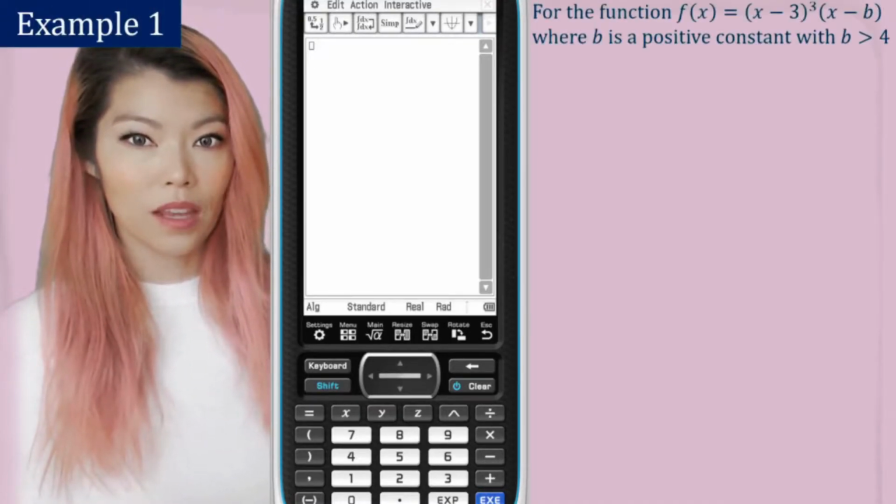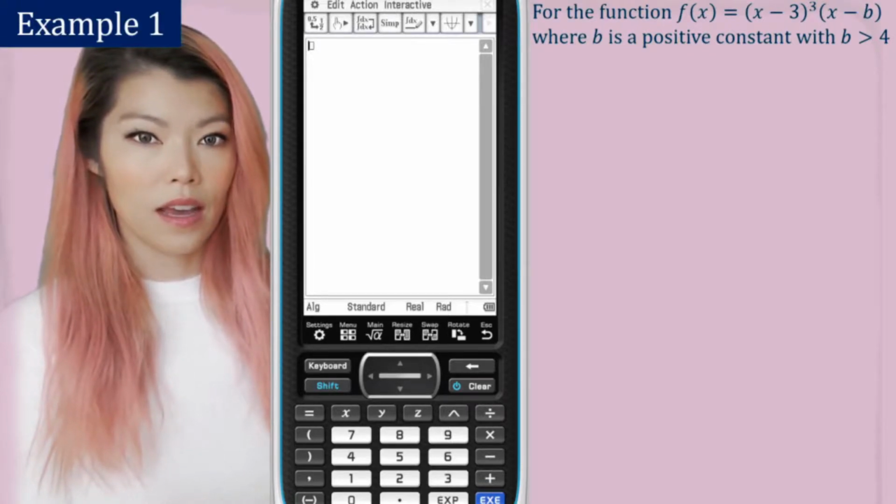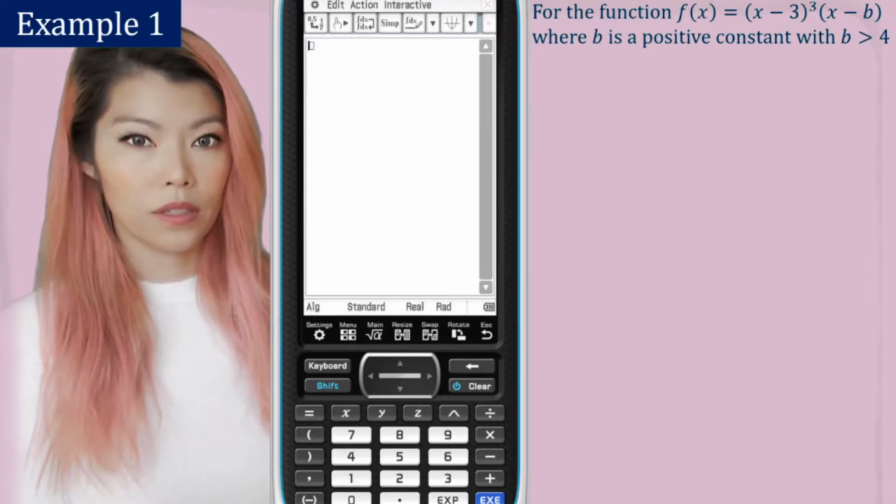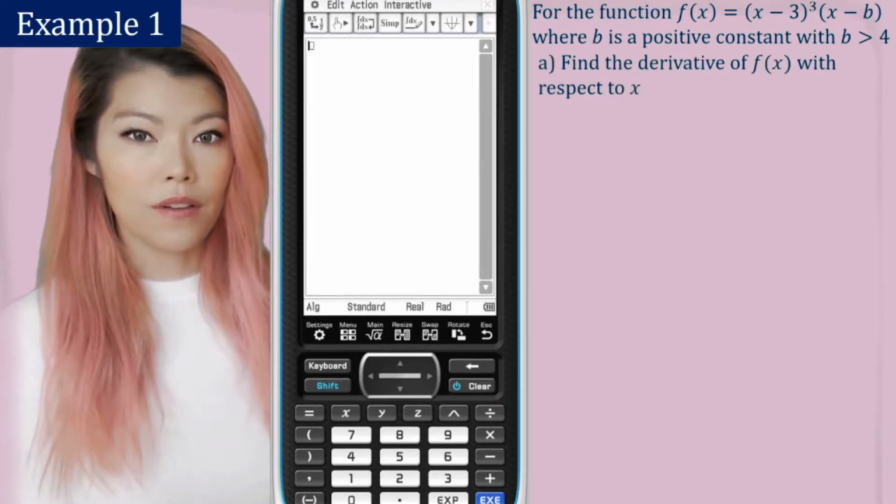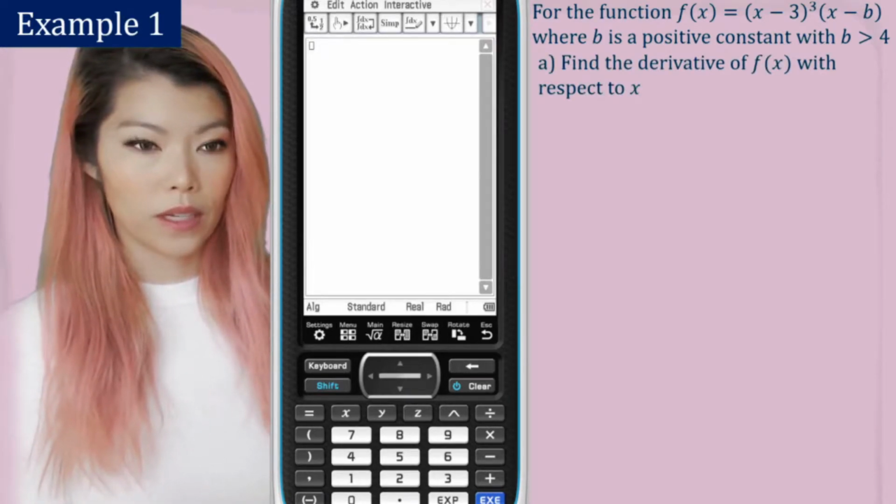Example 1. For the function f of x equals (x minus 3) cubed times (x minus b), where b is a positive constant greater than 4, find the derivative of f of x with respect to x.